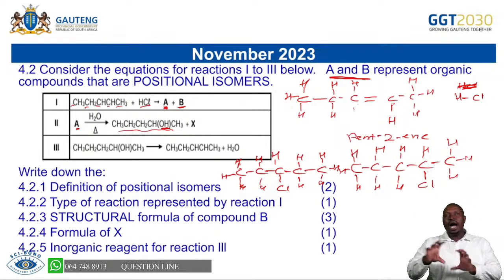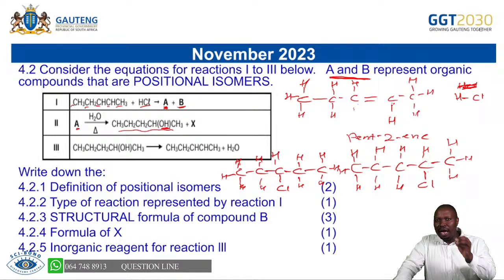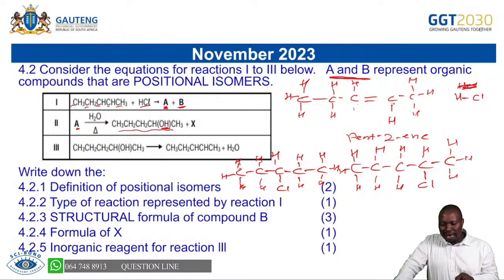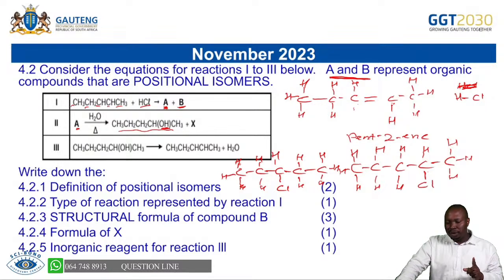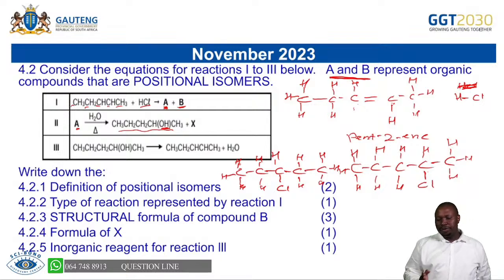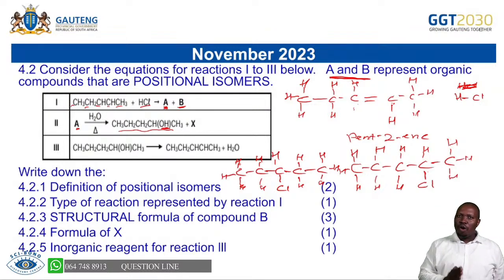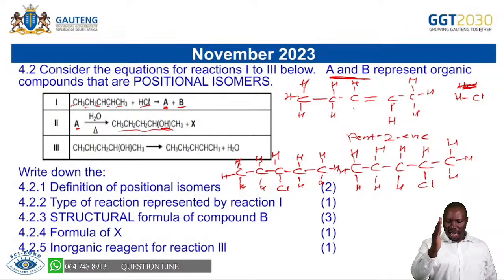So you need to analyze the whole question before you start answering, because the problem our learners are having is that they don't understand the analysis of the problem. So I hope you understood that we have two types of answers that can be formed. It's 2-chloropentane or 3-chloropentane, and we call them positional isomers.